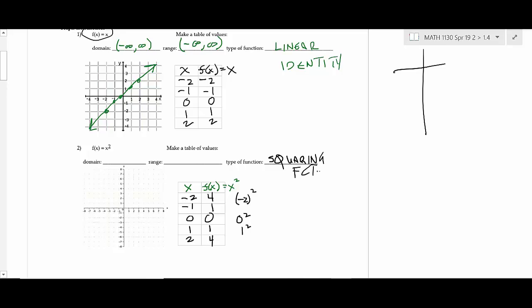Okay, so tables of values is really like what your graphing calculator does. It just gets a bunch of points and plots them. So go ahead and plot your points. So we're going to go left 2 up 4, left 1 up 1, 0, 0, and so forth. Okay? So it goes like that. And that's what your squaring function looks like.